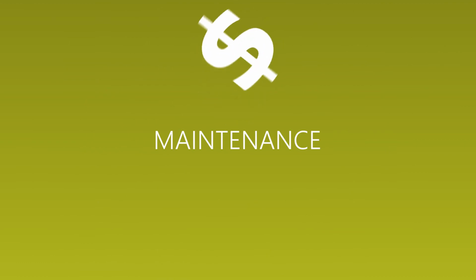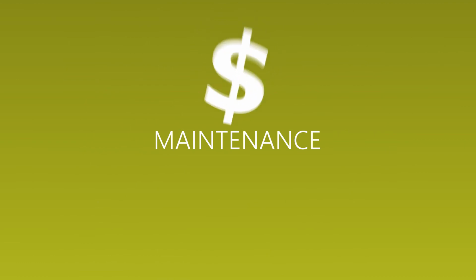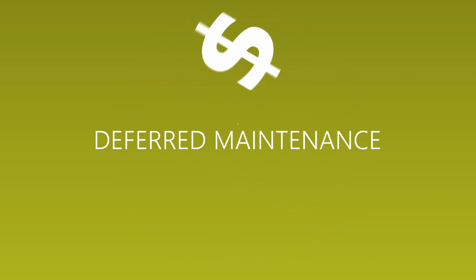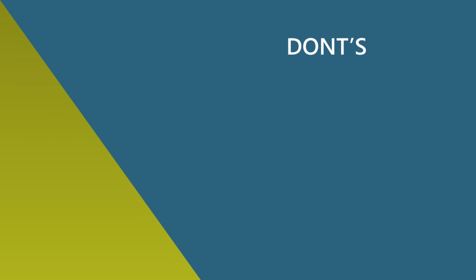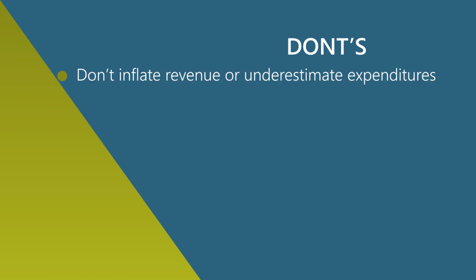It's also important to protect your assets while you budget. Devoting money to maintenance and being aware of deferred maintenance decisions is important. Municipalities must use caution when deferring repairs and maintenance because they may end up replacing the asset, which can be far more expensive. Other additional do's and don'ts are: don't inflate revenue or underestimate expenditures.